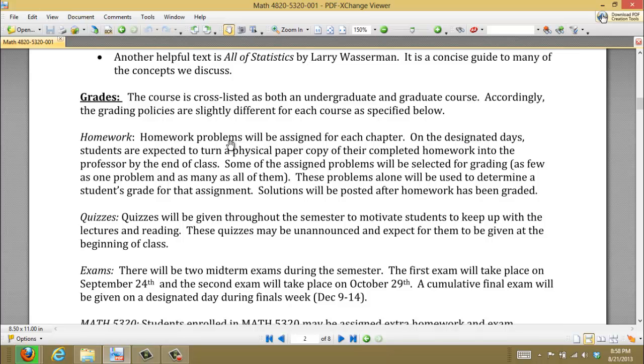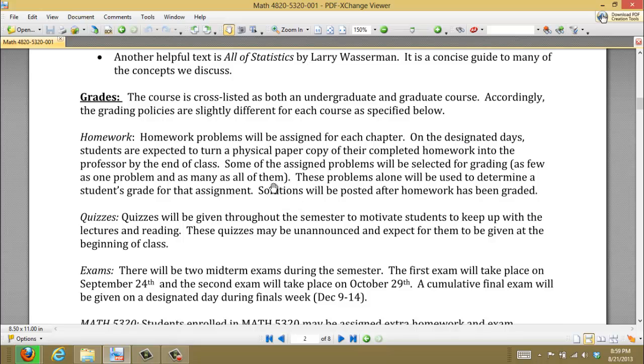Because this class is a pretty large class and there are quite a few homework problems, I will not guarantee that I grade every single problem that is assigned. Some of the problems will be selected, as few as one problem, as many as all of them. It depends on the assignment. The problems that are graded alone will be used to determine a student's grade for that assignment. Unfortunately, this can work both ways for a student. If I only graded certain problems and you didn't do the other ones, it wouldn't affect your grade at all. If you did certain problems and not the ones I graded, then that would affect your grade detrimentally. So I'm going to be selecting certain problems in the homework and only grading those problems and basing your homework grade on those problems.